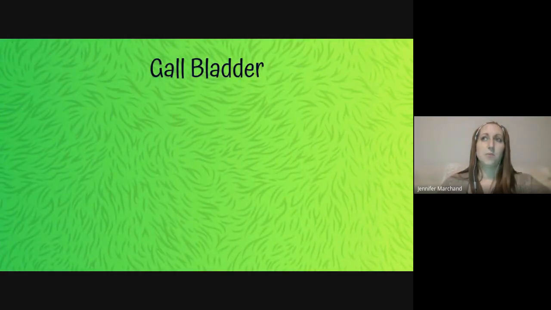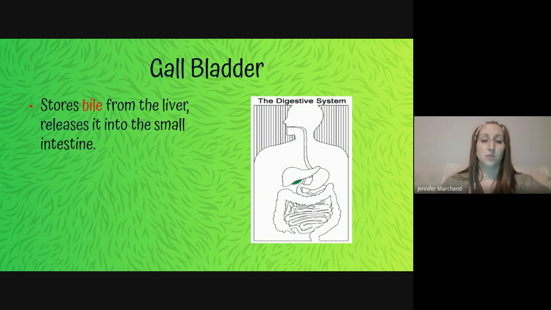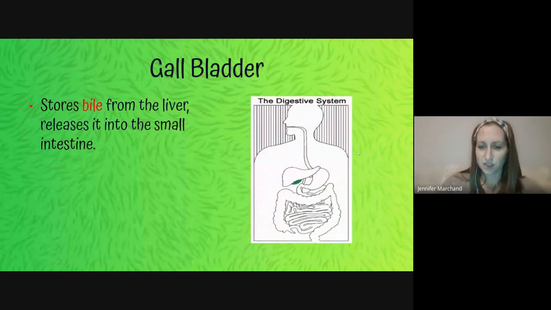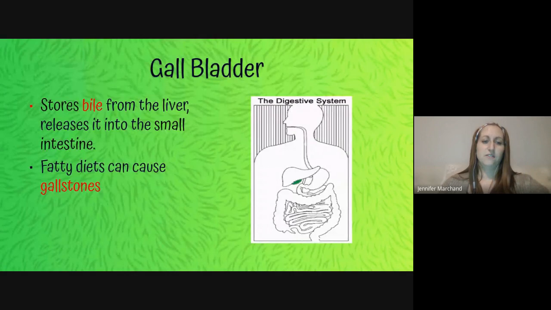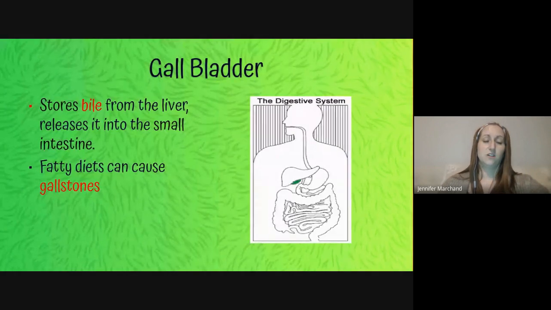Another part of the digestive system is the gallbladder. It's this little green thing over here. This stores bile from the liver and releases it into the small intestines. Very fatty diets can cause gallstones.